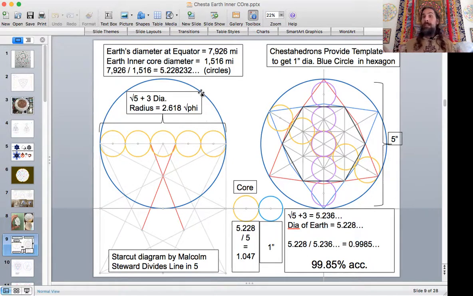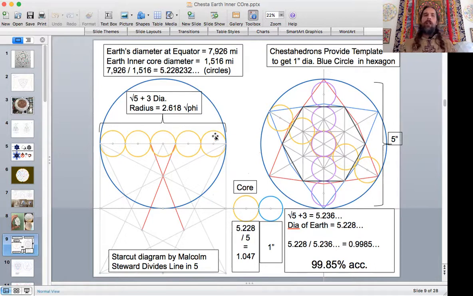So, this is the best I could do because I didn't know how to create a better circle using sacred geometry to create that diameter. So what I did was I created this diameter circle at 5.236. And that's the diameter of the Earth estimate that I gave you up here with the Earth's equator. And that's at 5.228. And I hope I'm not losing you here. Just stick with me, because that's what gives us the value that when we divide those two numbers, gives us 99.85% accuracy between this circle and that outer circle.